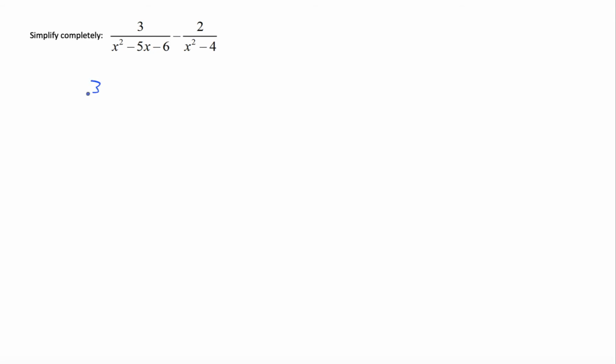So let's do that. We have x squared minus 5x minus 6, so that factored form is x minus 6 and x plus 1. And then here we have x squared minus 4. That becomes x minus 2 and x plus 2. Right, so in this case, what is the LCD going to be? Remember, the LCD consists of each factor, but we don't want to double count them.